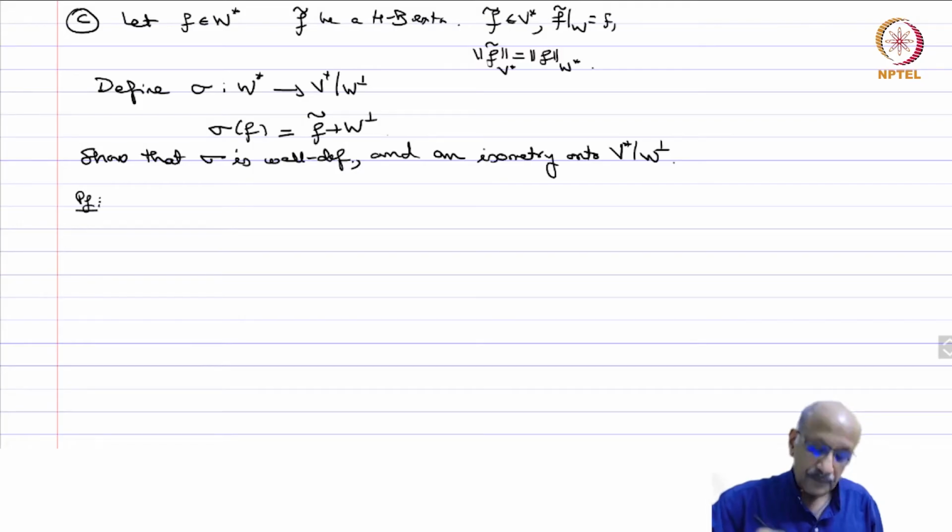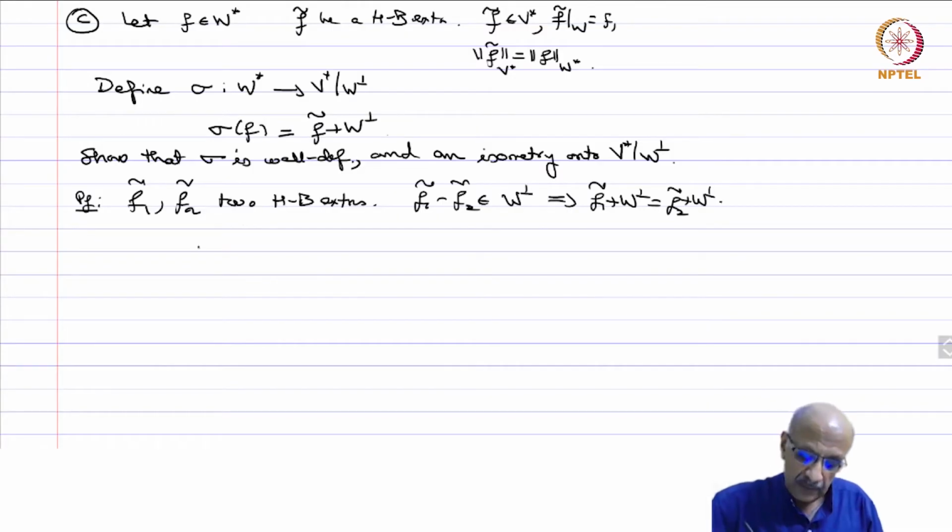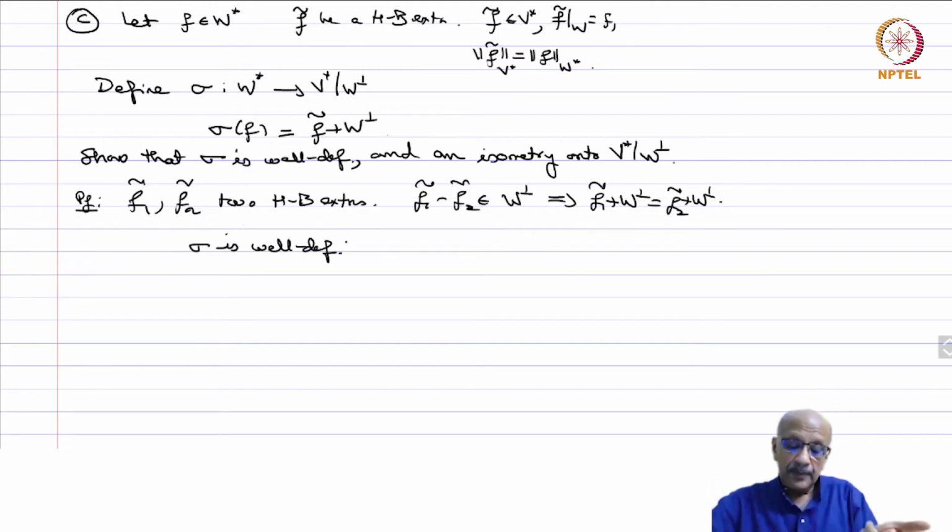So, proof. Hahn-Banach extension is not unique. So if you have f1 tilde, f2 tilde, two Hahn-Banach extensions, that means they agree on W. So f1 tilde minus f2 tilde belongs to W perp. So this implies that f1 tilde plus W perp equals f2 tilde plus W perp, and therefore sigma is well defined. The coset which we get does not depend on the Hahn-Banach extension, and therefore it is well defined.